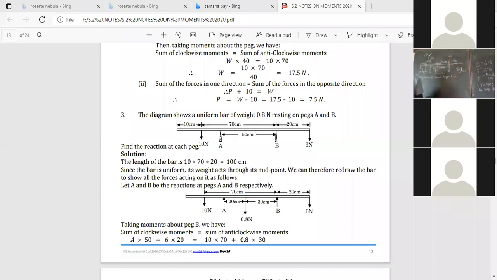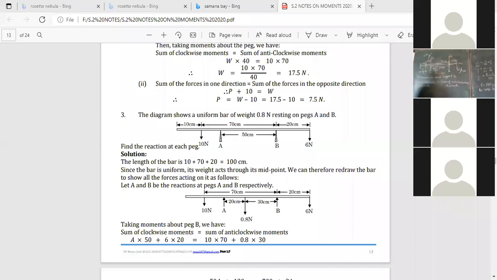Okay, now next, remember, which principle are we applying? Sum of clockwise moments is equal to sum of anti-clockwise moments.